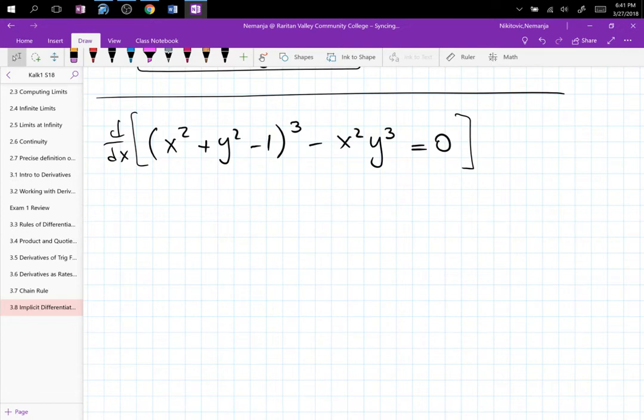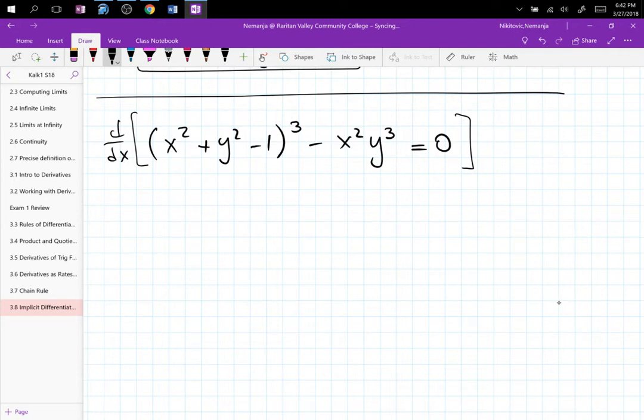Okay. Let's take a look. We have, first of all, over here, chain rule, because everything is within the third power. And over here we have product rule. Very good. So we have to just make sure that every time when we take the derivative of y, we follow with dy dx.